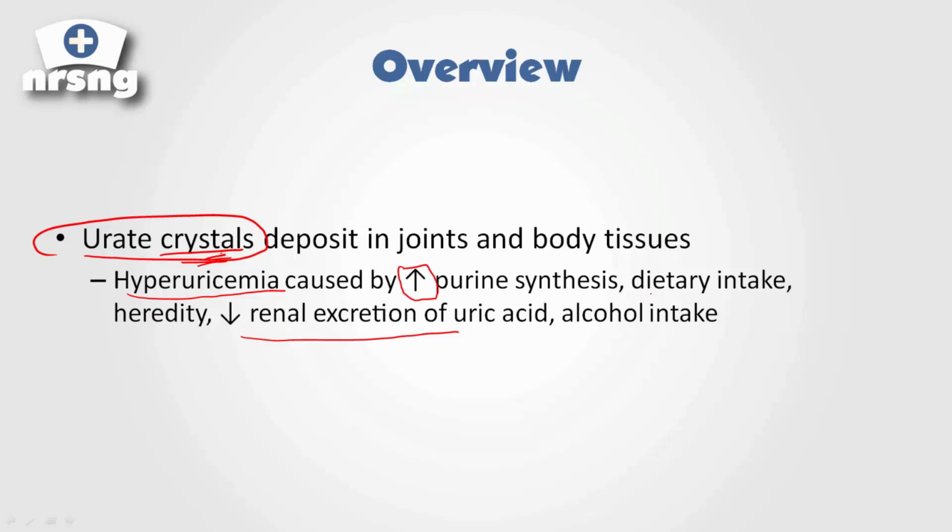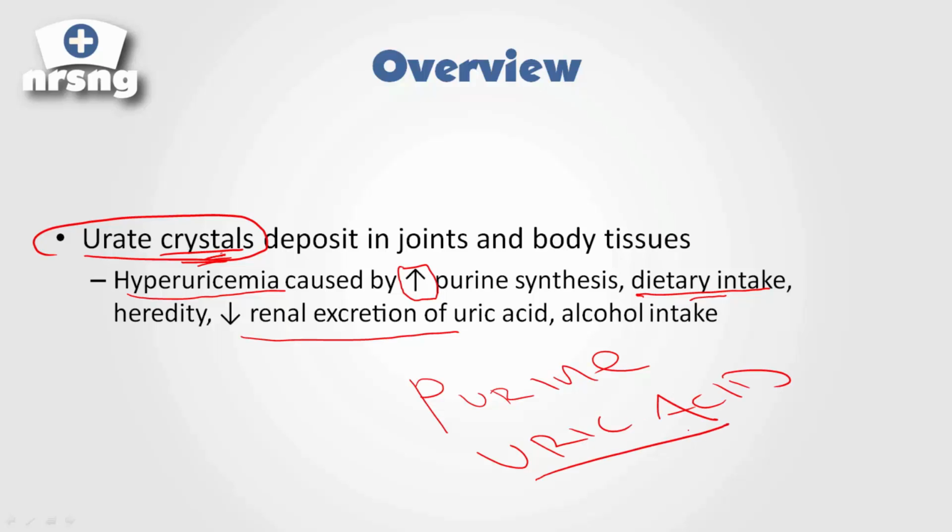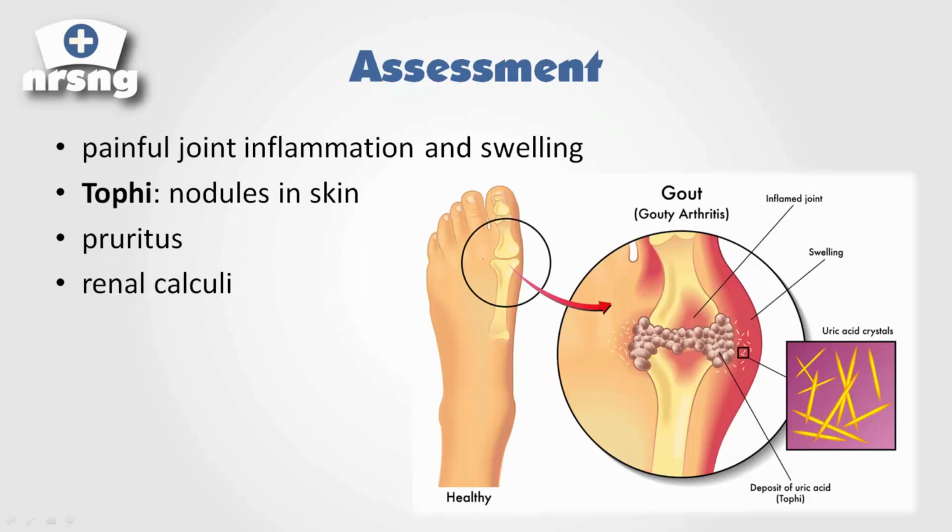The one we're going to focus on here is dietary intake, okay? That's what you're probably most likely going to be tested on, and we're going to talk about how to identify that. But the big thing here is we're talking about purine or uric acid. Okay, so either increased purine synthesis or intake or decreased uric acid excretion, okay? Got it? So what happens is we have painful joint swelling and inflammation, okay?